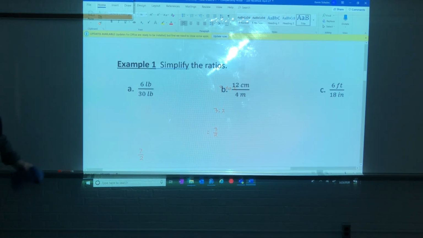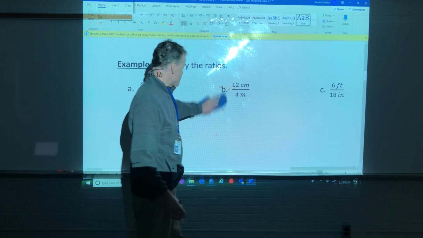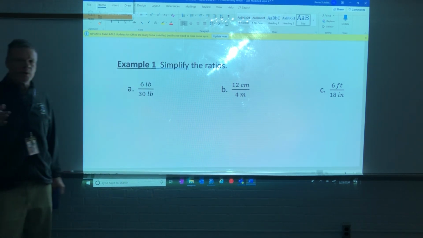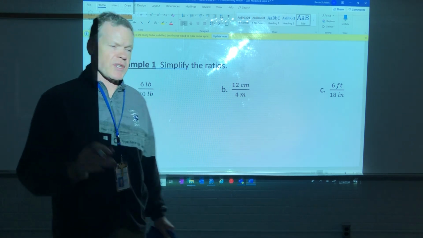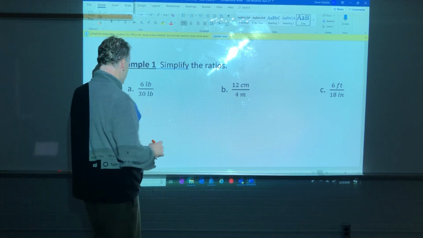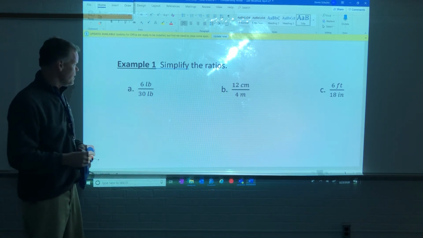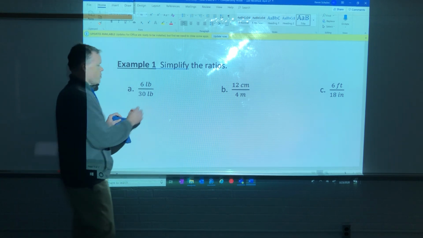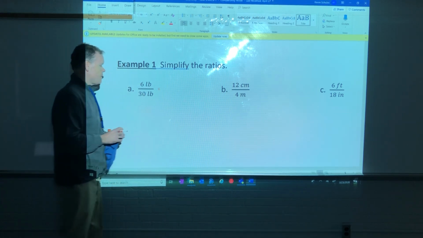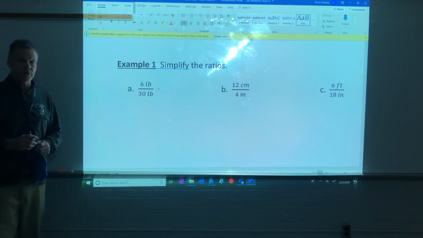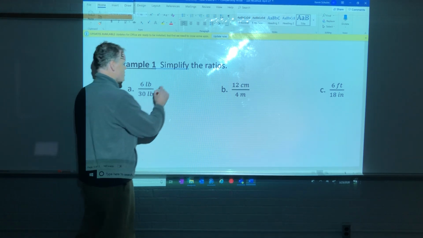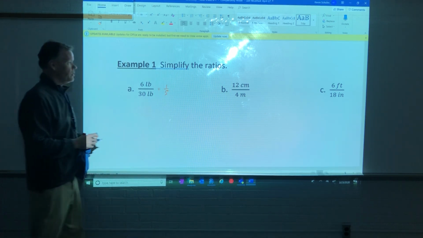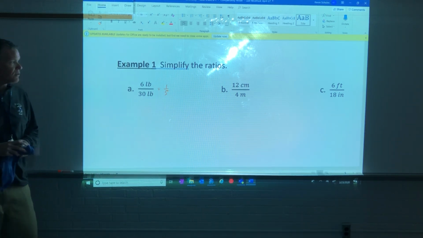Okay, now we're going to look at simplifying the ratios. When we simplify the ratios, the most important thing we have to realize here is we've got to deal with the same unit of measurement. Okay, and if we have that, we're just reducing the fractions. If we look at 6 over 30, they're both in pounds, so we're looking at just reducing 6 over 30. We all know 6 goes into 6 once, it goes into 30 5 times. So that's going to be 1 to 5, 1 over 5 as a fraction.